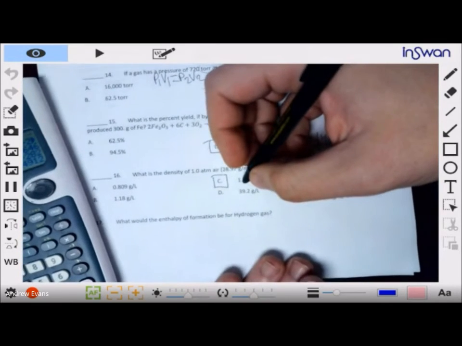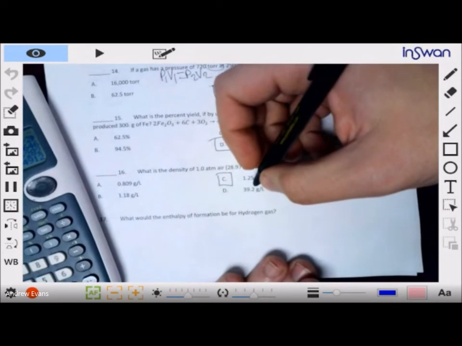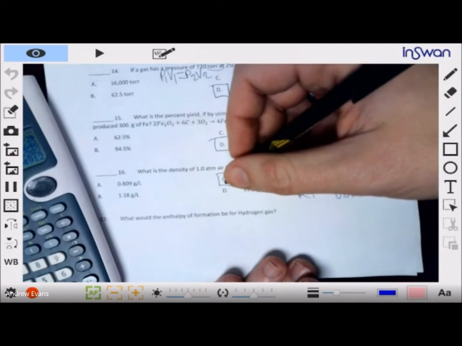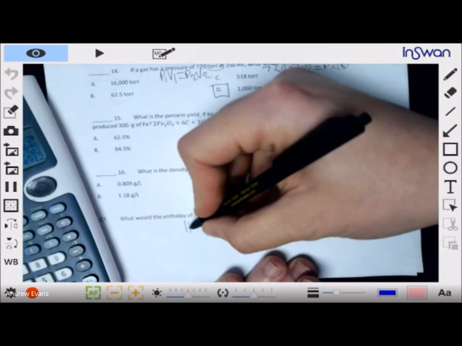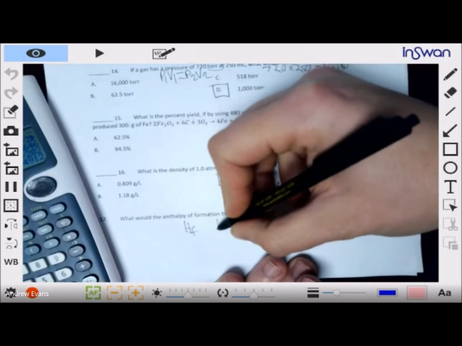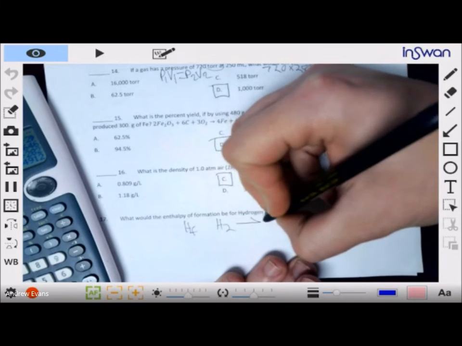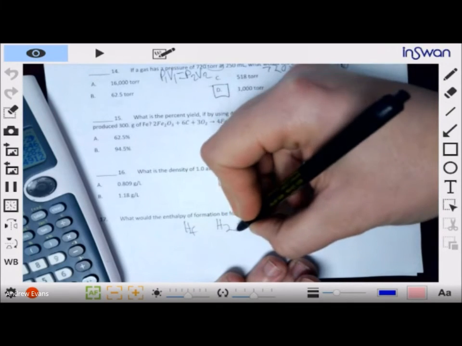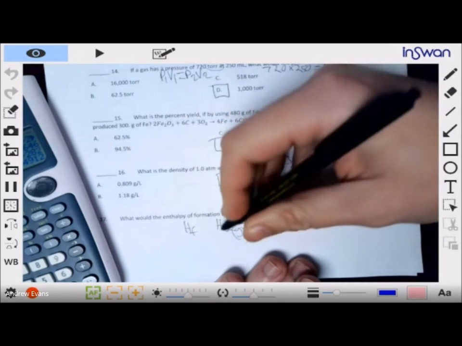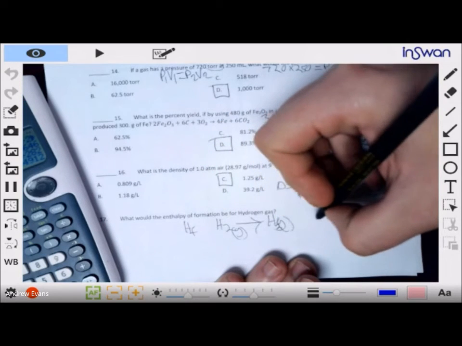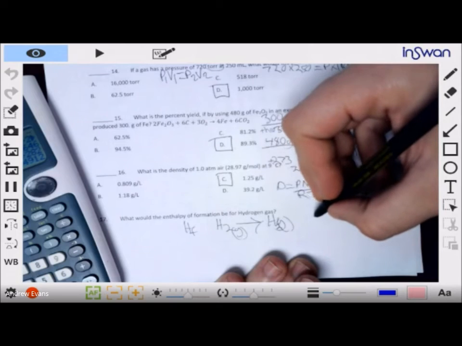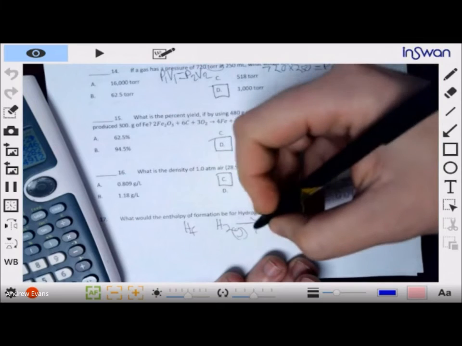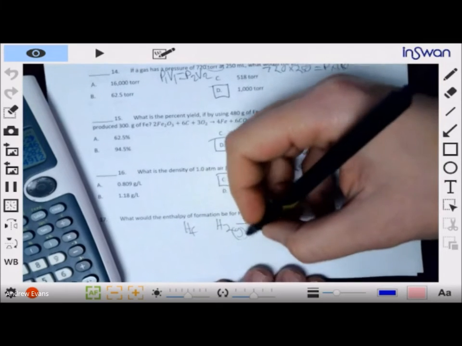Finally, for this page, what would the enthalpy of formation be for hydrogen gas? I could have asked for any element because the enthalpy of formation of a pure element is calculated from what energy would it take to do this reaction? H2 gas to H2 gas. Well, products minus reactants, the products and the reactants are the same. The energy would be 0 kilojoules. That is the definition of enthalpy of formation for any element in the standard state.